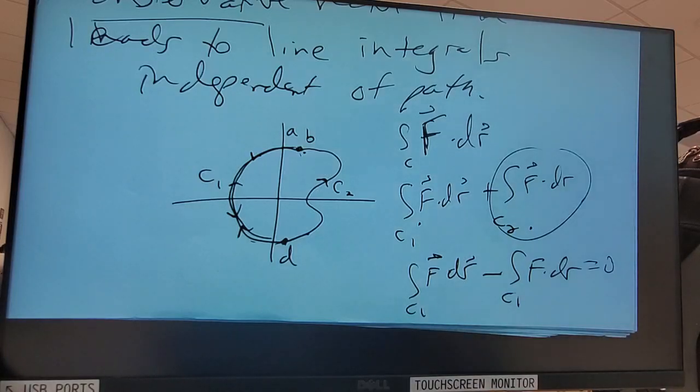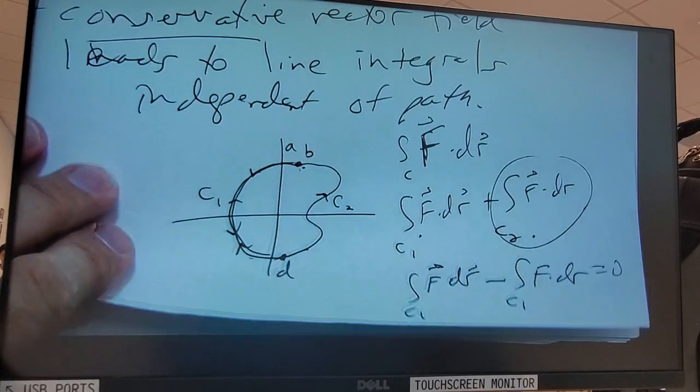Okay. So something that would be really, really nice to know is, how do you tell when a field is conservative?